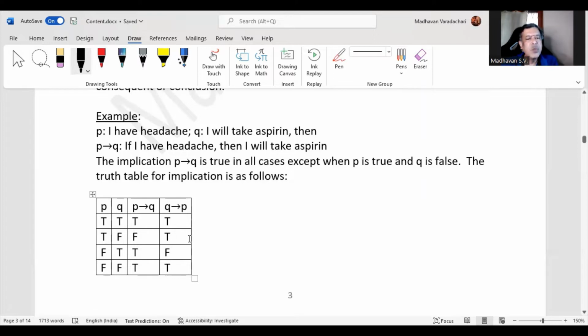Now coming to Q implies P, you consider the first statement as Q, the second statement as P. In the first statement, where all it is true, in the first one and in the third one. In the first one, the second statement is true, so it will be true only. Only in the third one, the first statement is true, the second statement is false. That is why it is false. The rest of the things are true.